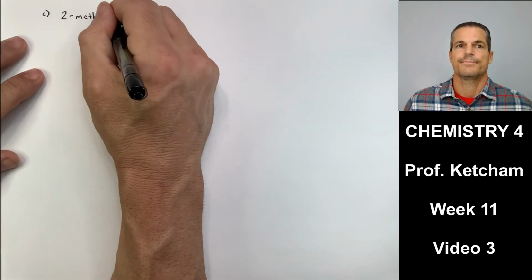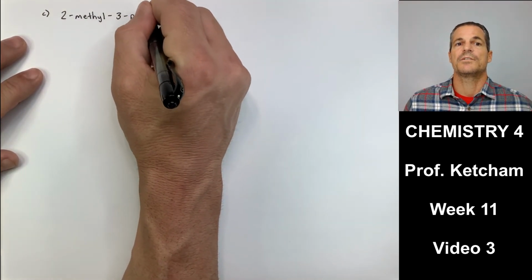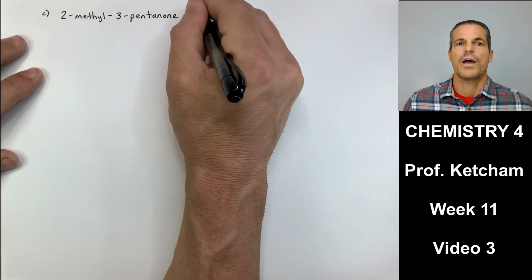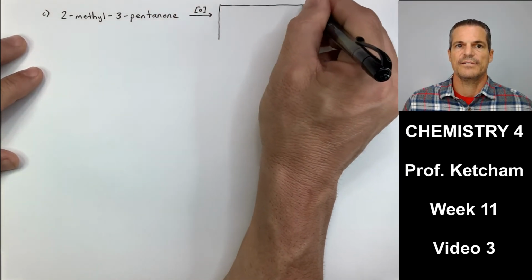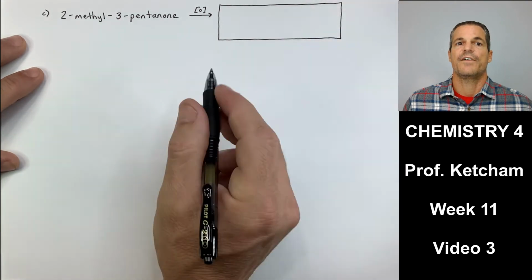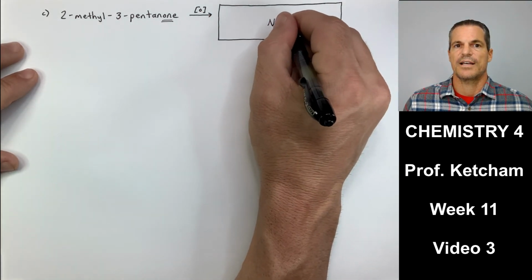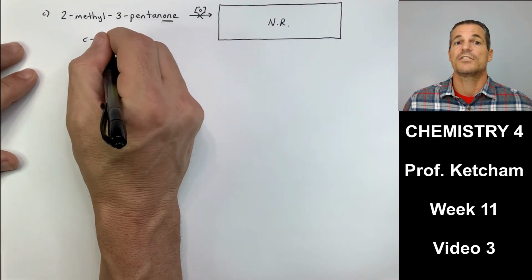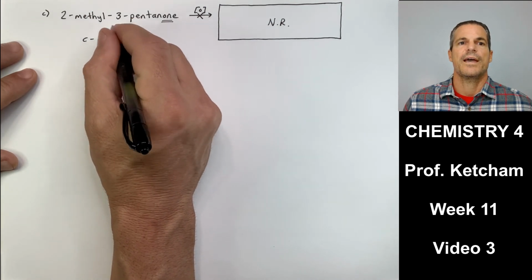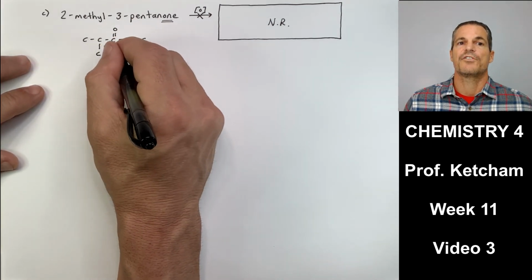Now C, if those two were aldehydes, this is probably a ketone. I can tell right away from the "-one" ending, it's a ketone. And if I know that ketones don't get oxidized, I can just write NR. But just to show you, I'll draw it out. We have a 2-methyl, and then we have a 3-pentanone.